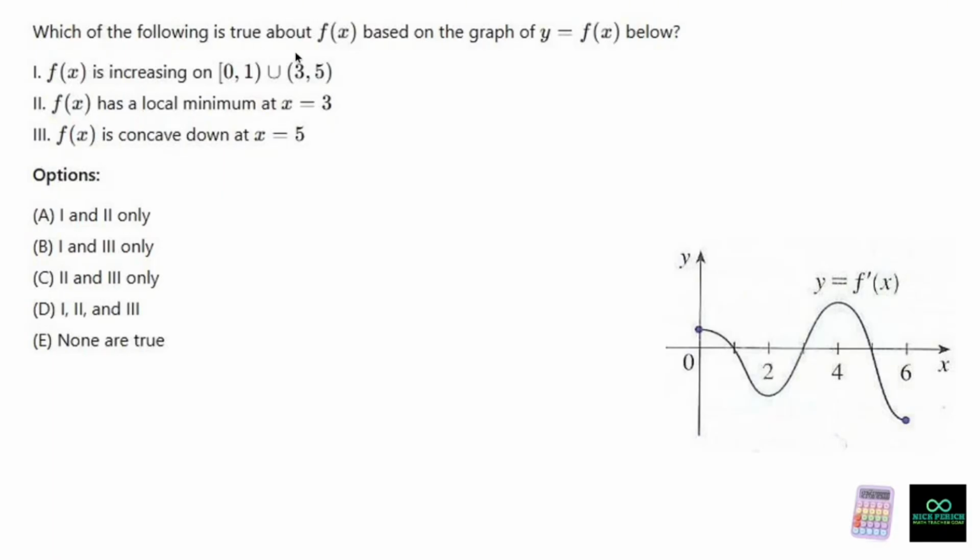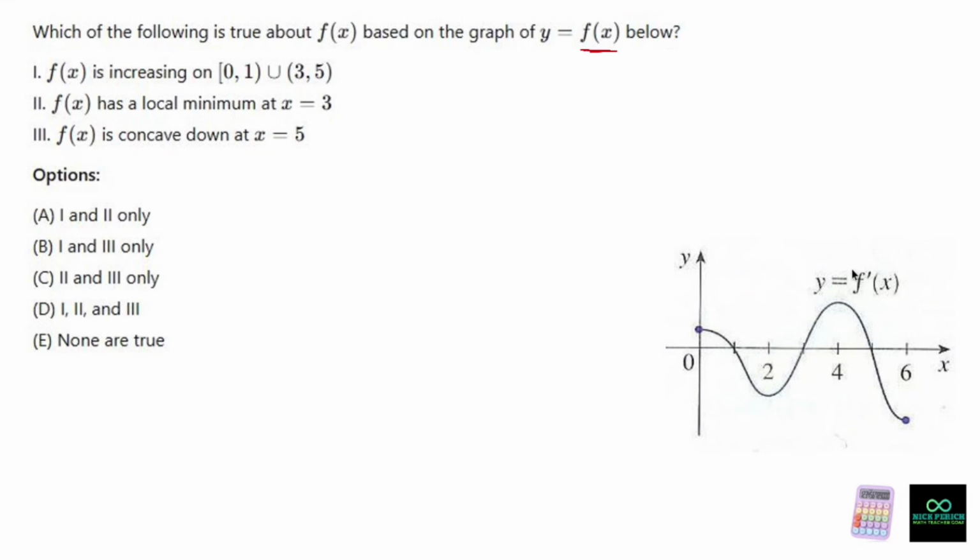Which of the following is true about f of x based on the graph of y equals f of x below? Well, this is a calculator problem that doesn't require a calculator. All right, so we're just looking at the fact that this graph is of the derivative. Okay, so using this information of the derivative, we should be able to talk about the regular function. Now remember what derivative gives us. Derivative gives us slope. So if the derivative is positive, it's a positive slope, which means it's increasing. If the derivative is negative, that means it's a negative slope, which means it's decreasing.